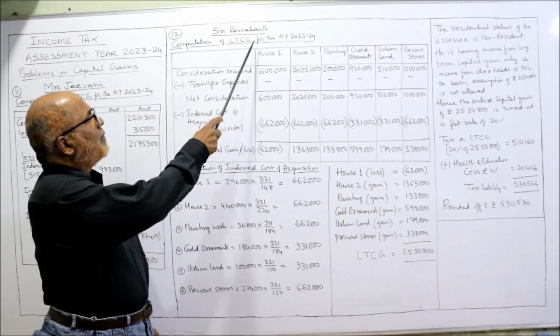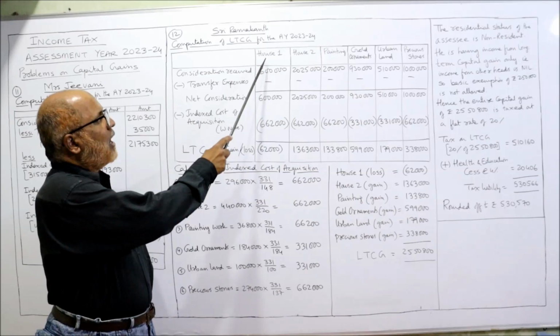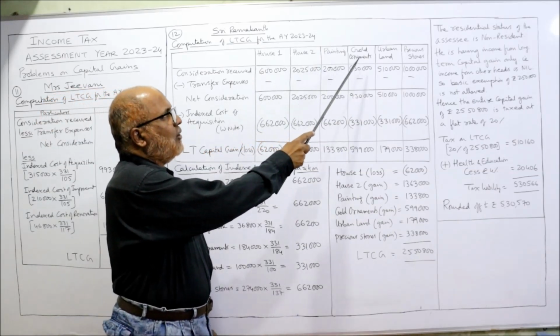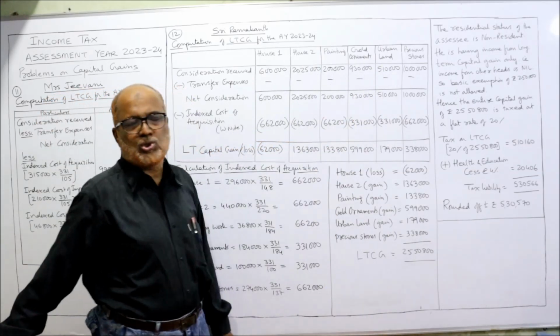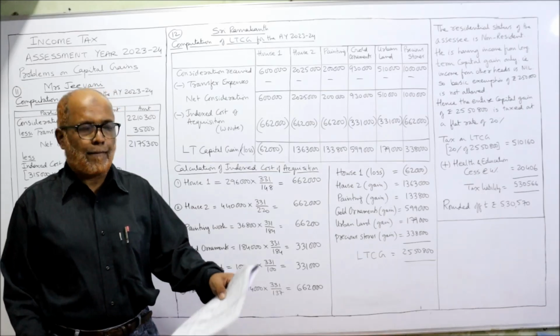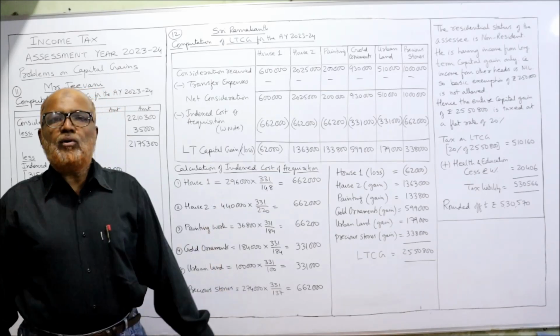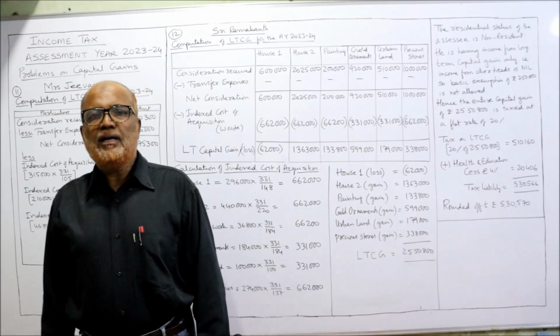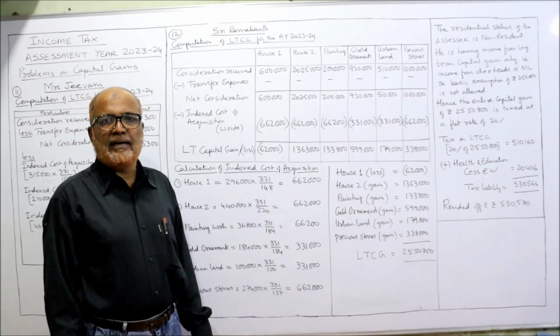So Sri Ramakant, computation of LTCG for the year. House number 1, house number 2, painting, gold ornaments, urban land, precious stones. These are capital assets. So now we have to compute the income from capital gain, LTCG.